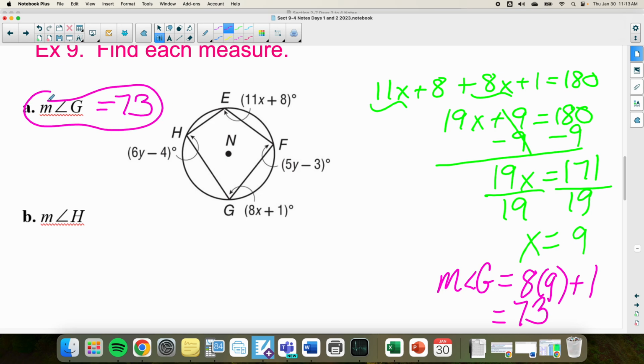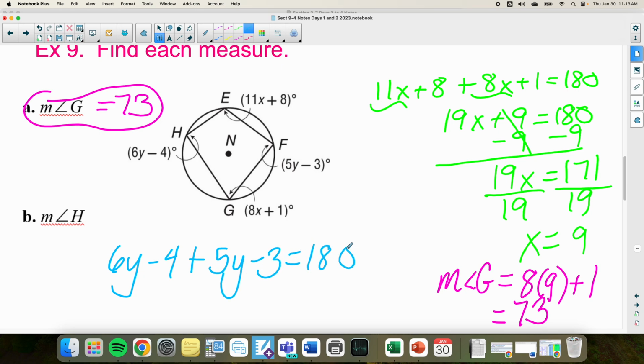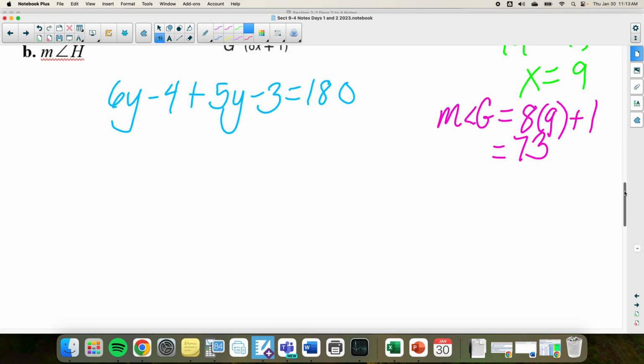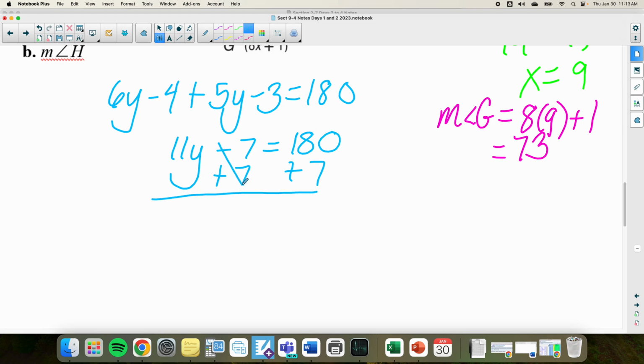Then one last part and then I'll be done. So this last part, we'd add these two together. So we'd go 6y minus 4 plus 5y minus 3 equals 180. And then 6y plus 5y is 11y. Negative 4 minus 3 is minus 7. Add 7. And I get 11y equals 187. Divide by 11. And y is 17.